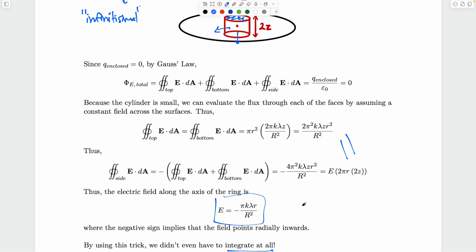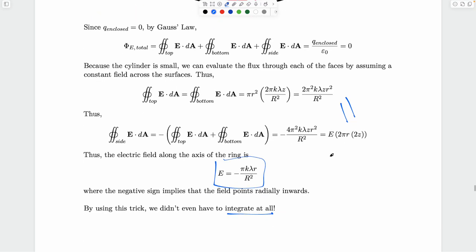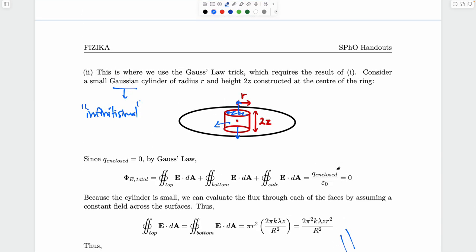So the moral of the story is that for a lot of problems in physics on field, even though Gauss's law explicitly has an integral symbol, you don't actually need to integrate. You can use a lot of simplifying assumptions, such as symmetry, to get our answer.